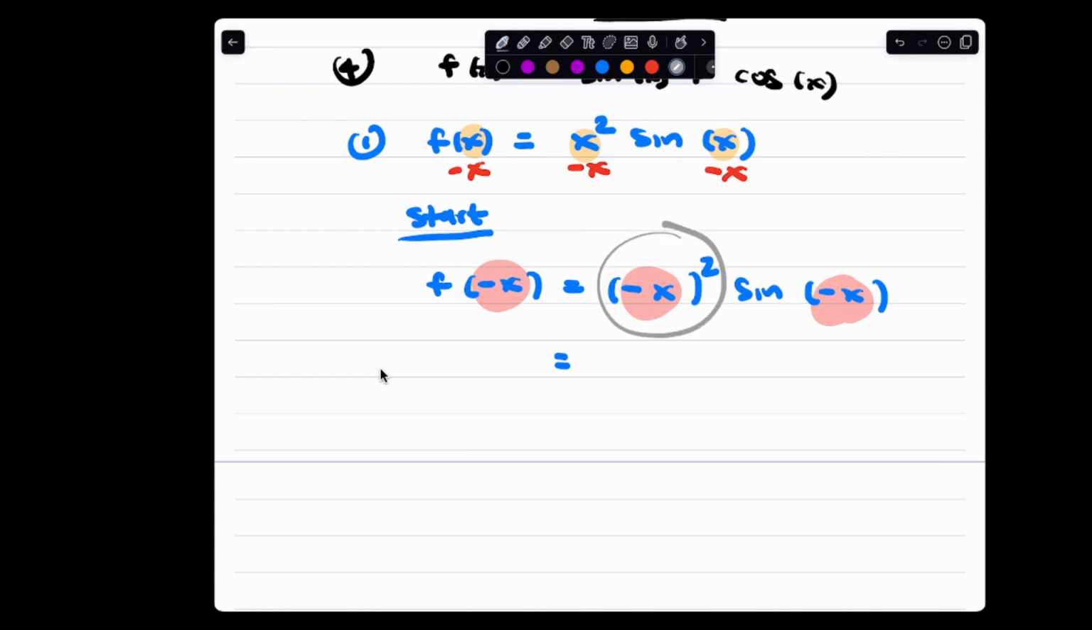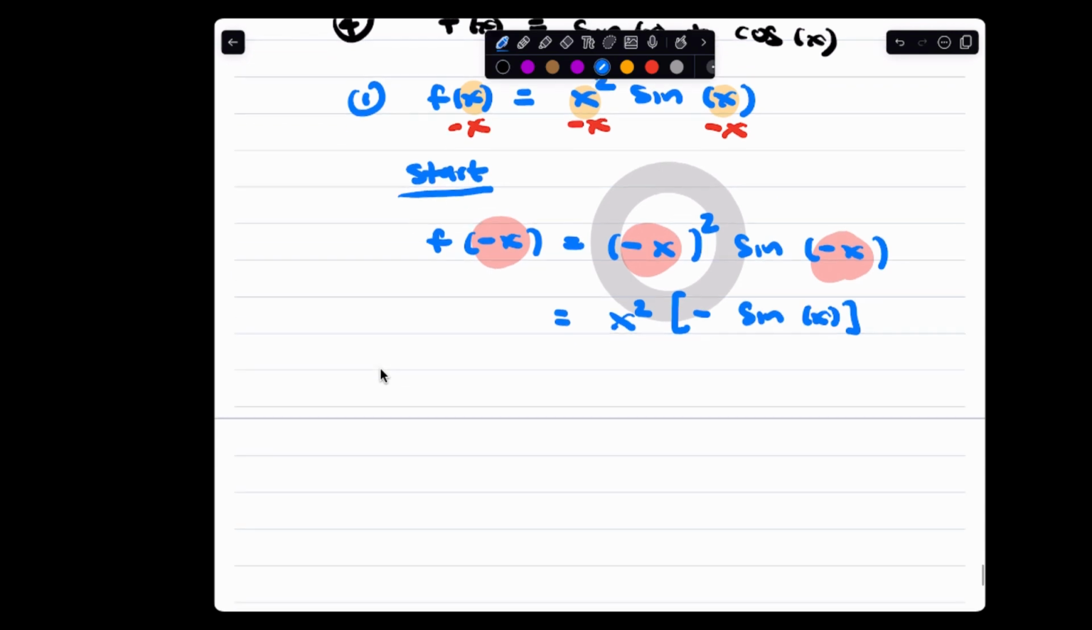What's negative x squared? Anybody know? What did you see from yesterday? That's just x squared. Is that right? And what's sine of negative x? So that will be negative what? Sine x. Is that right? Now, what's a positive times a negative?